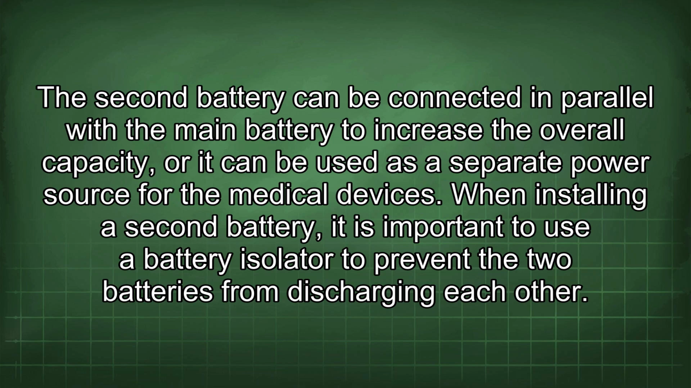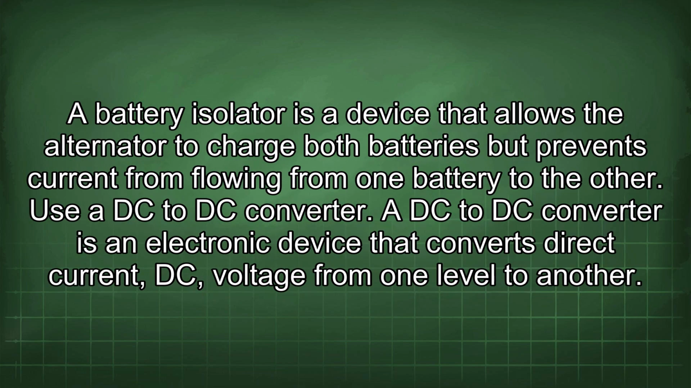When installing a second battery, it is important to use a battery isolator to prevent the two batteries from discharging each other. A battery isolator is a device that allows the alternator to charge both batteries but prevents current from flowing from one battery to the other.